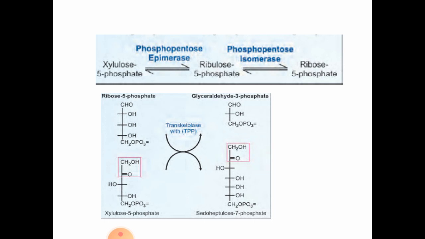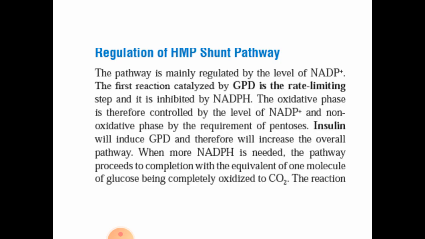Xylulose to ribose 5-phosphate is with the help of the phosphopentose epimerase enzyme. Then the isomerase enzyme converts to ribose 5-phosphate. Then with the help of transketolase, which is a TPP dependent enzyme, it is converted into glyceraldehyde 3-phosphate and sedoheptulose 7-phosphate and xylulose 5-phosphate. So all these steps you need to explain in detail, highlighting the enzymes.